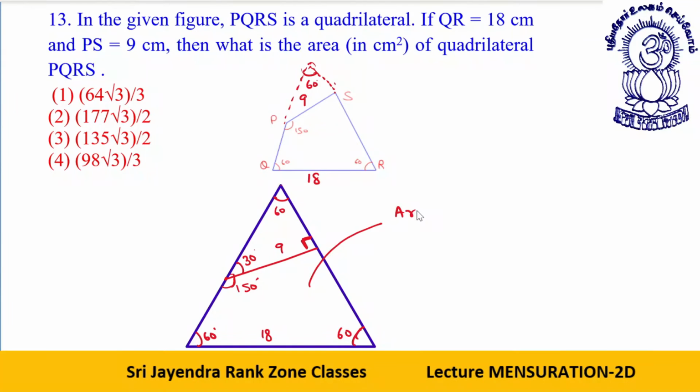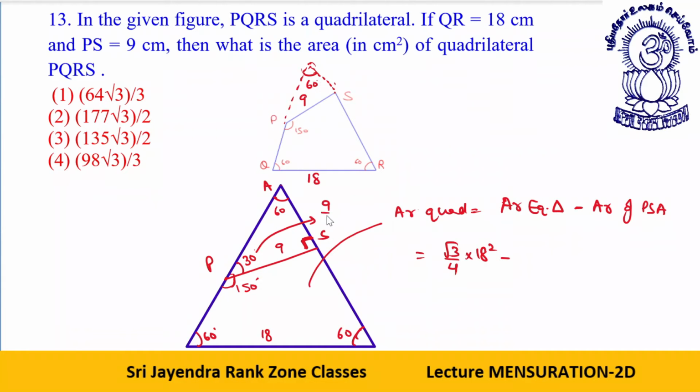Now area of quadrilateral is what? Area of equilateral triangle minus area of, let's say, triangle PSA. Suppose this is A. What is the area of equilateral triangle? The side is 18: root 3 by 4 into 18 square, minus area of PSA. What is the area of PSA? Look, dear students, you have this 90 degree. In front of 60 degree, it is 9. So in front of 30 degree, it will be 9 by root 3.